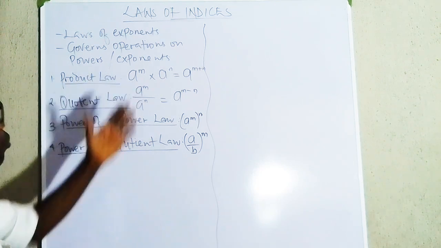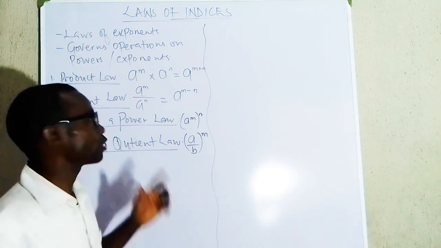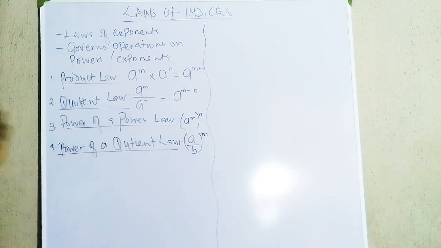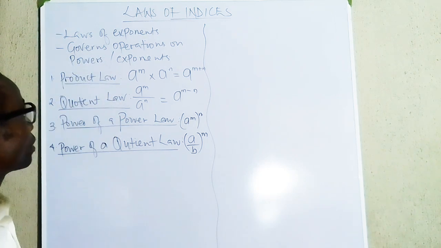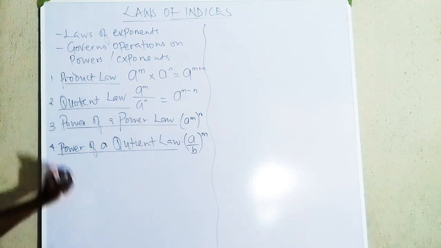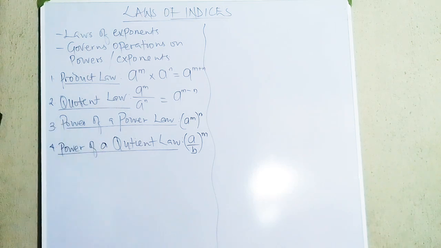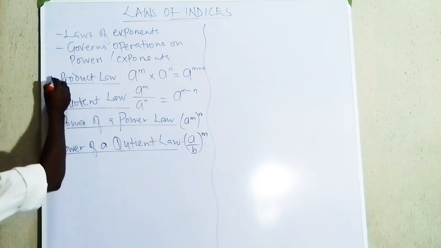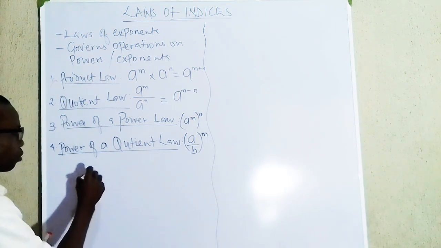Now, first of all, what is the law of indices? It is also called the law of exponents and also called the law of power. It is the law that governs the operation and powers of powers. Now we'll look at about four of them. The first is the product law, the quotient law, the power law, and then the power quotient. Now let's pick the first one, the product law.